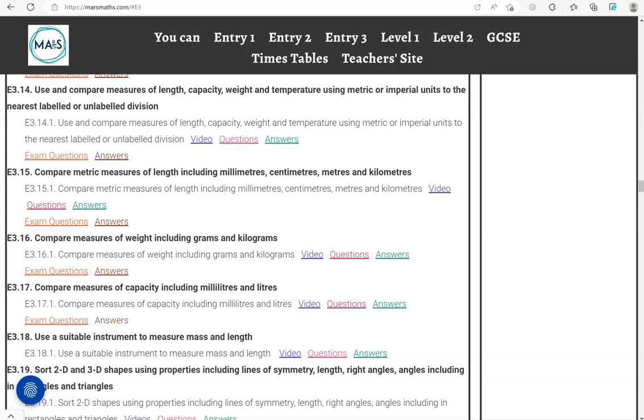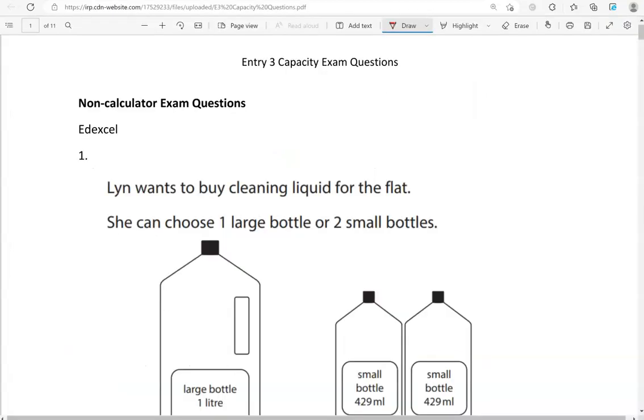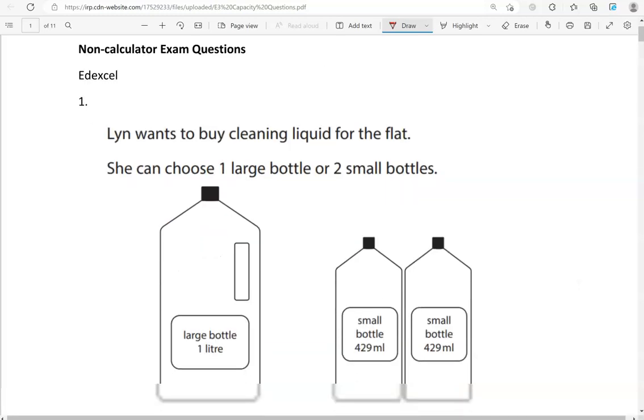In this video, we'll go through exam questions that cover the criteria, compare measures of capacity, including millilitres and litres. You can locate the questions on the mathsmaths.com website under Entry 3. The questions come from different exam boards. We'll start with the non-calculated questions and then we'll move to the calculated questions. Here is the first one.